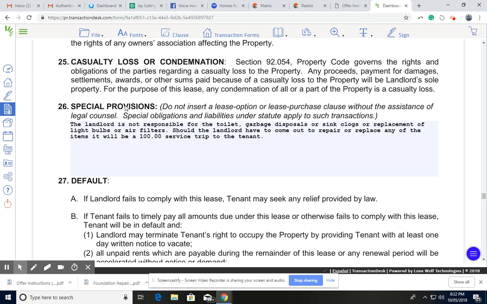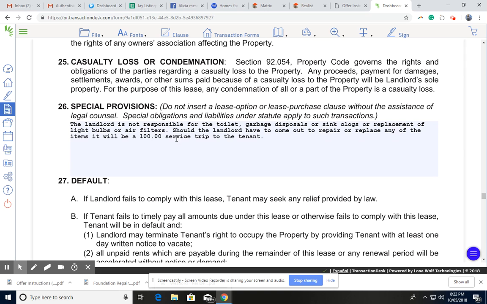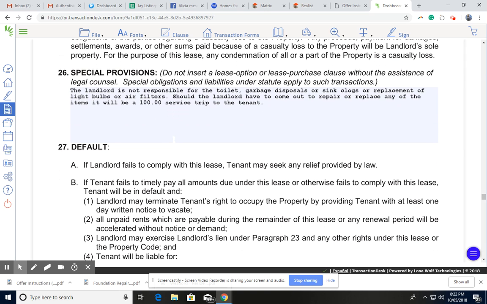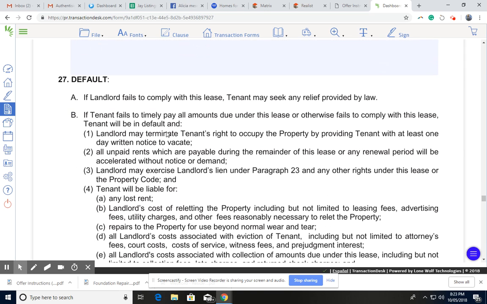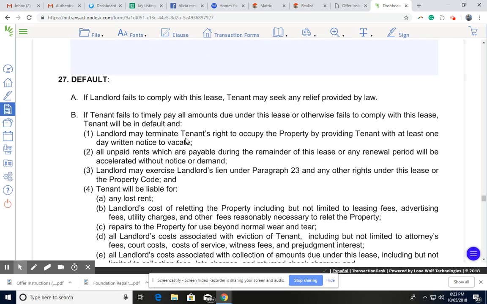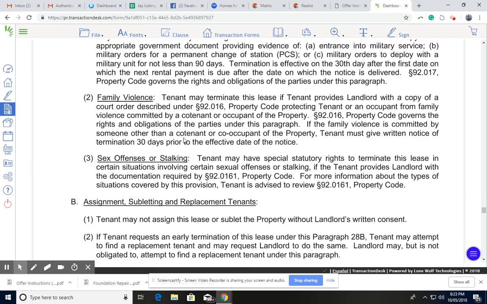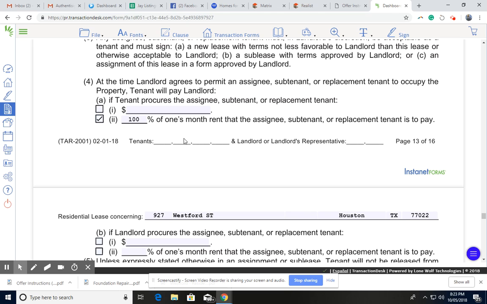But this here, like special provision, as I was saying, the landlord is not responsible for the toilet, garbage disposal, or sink clogs, or replacement of light bulbs or any air filters. Should the landlord have to come out to repair or replace any of the items, it will be a $100 service trip to the tenant. So we're addressing this up front, and we have to make sure that they understand it, because they'll pull a stunt and be like, oh no, I didn't sign that. That's why this is here. What I love about the trade contract for landlords is that it's so pro landlord and it protects them really, really well. So other than that, guys, that's pretty much it.